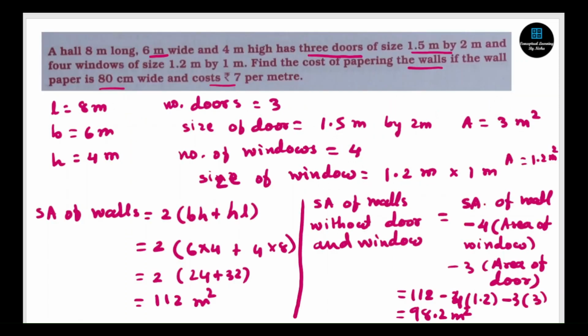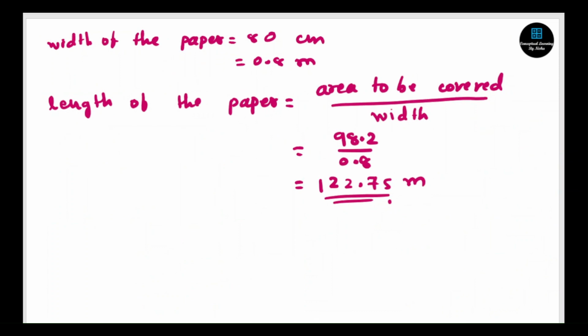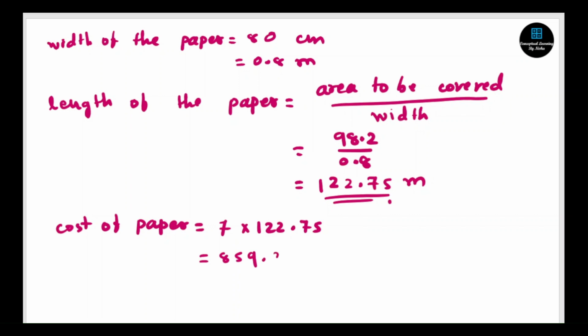They are saying the cost of paper is rupees 7 per meter. So now the cost of paper equals 7 times 122.75. So when we simplify, we'll get 859.25 rupees, right. So this is how you can find the total cost for the paper which is required. Alright, I hope you understand this.